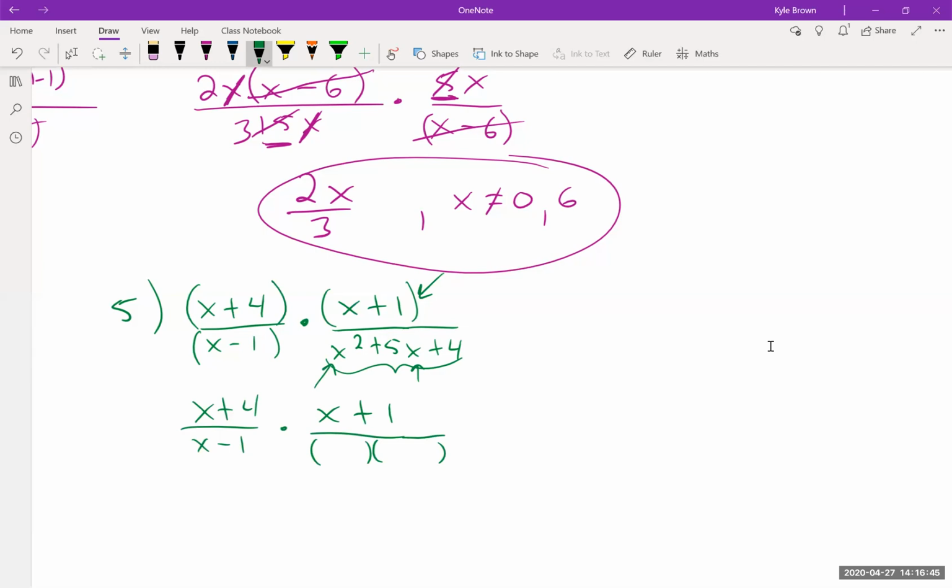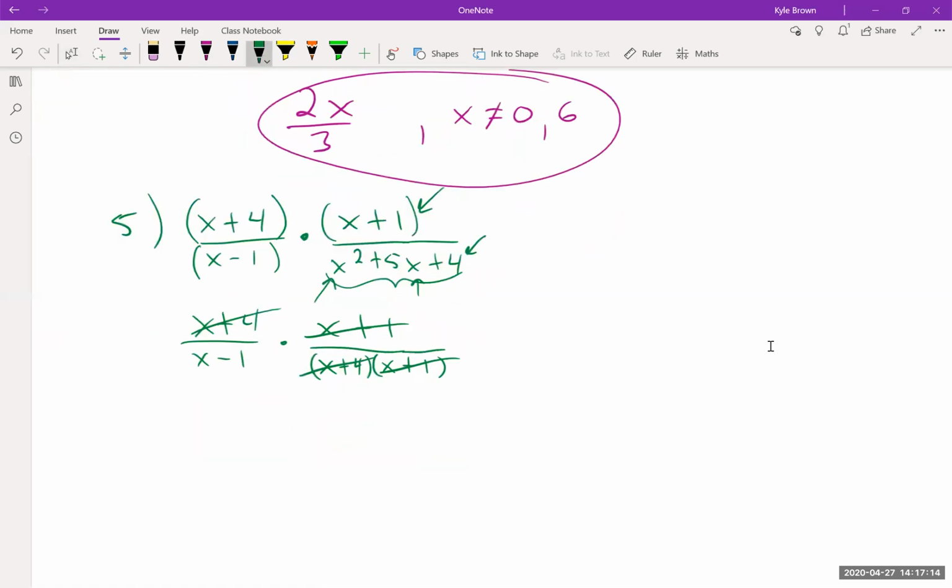Bracket, bracket, and they both get an x. We're looking for numbers that multiply to 4 and add to 5. Well, that would be 4 and 1, and they'd both be plus. That worked out well, because now I can see x plus 4 would cancel with x plus 4, and x plus 1 would cancel with x plus 1. All of that cleaned up really nicely. Now this throws kids off too, because I've got nothing left up there. So this is where people would be tempted to say my answer is just x minus 1.